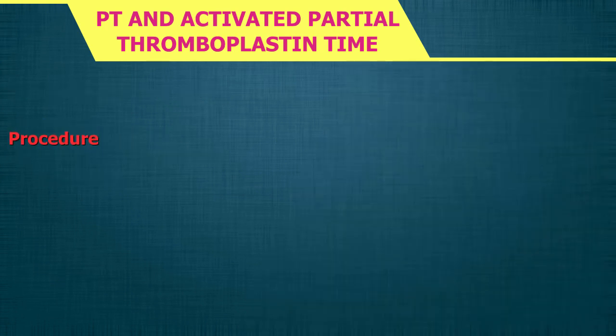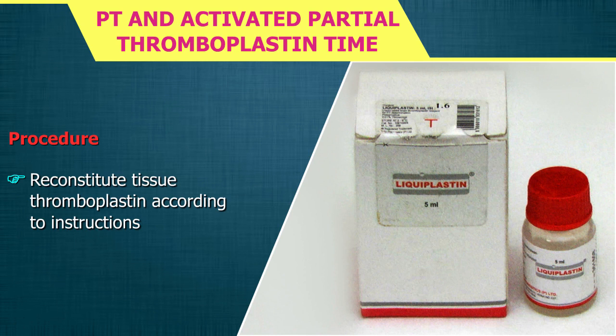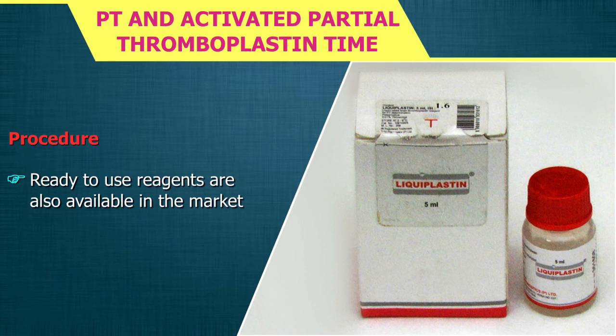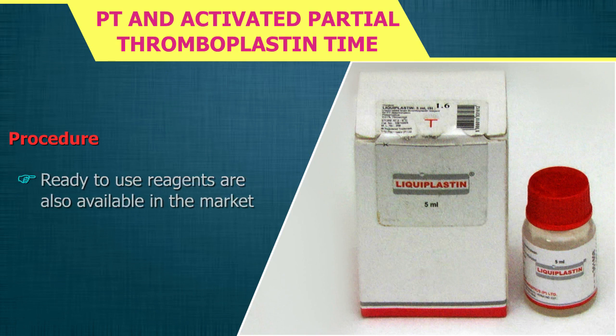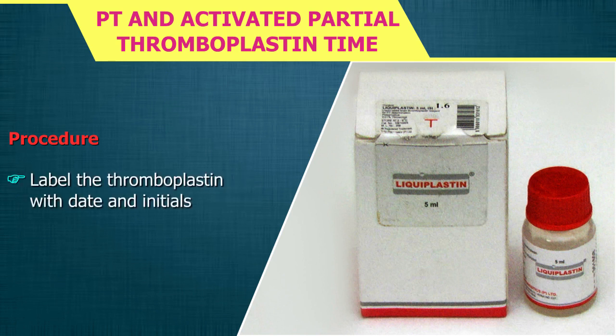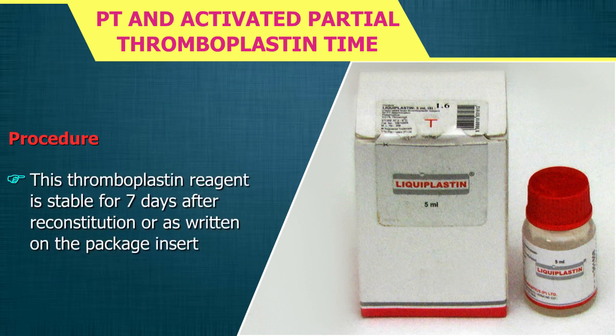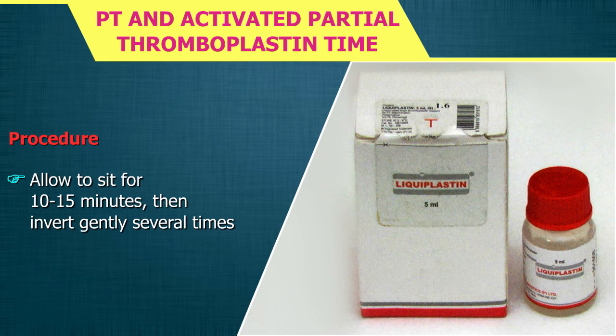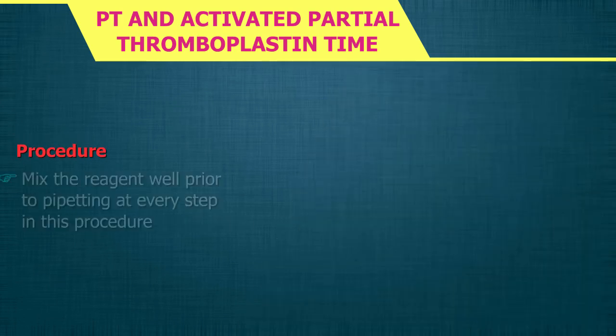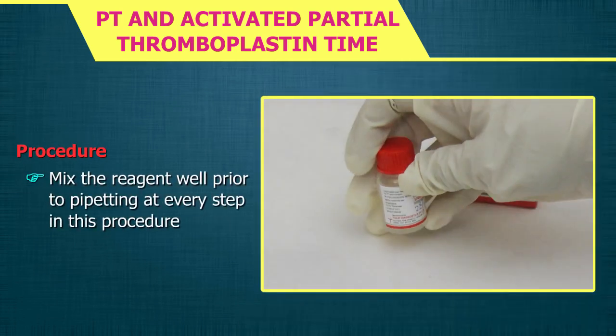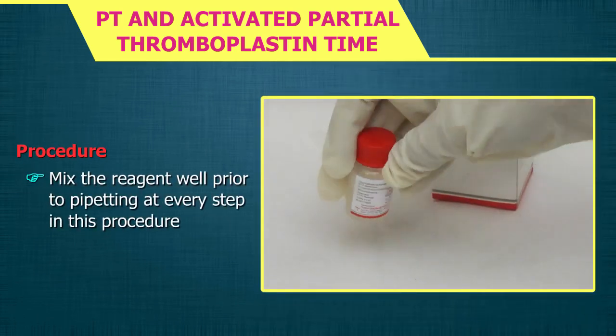Procedure. 1. Reconstitute the tissue thromboplastin according to the instructions. Ready-to-use reagents are also available in the market. Label the thromboplastin with date and initials. This thromboplastin reagent is stable for 7 days after reconstitution or as written on the package insert. Allow to sit for 10 to 15 minutes, then invert gently several times. Mix the reagent well prior to pipetting at every step in this procedure.